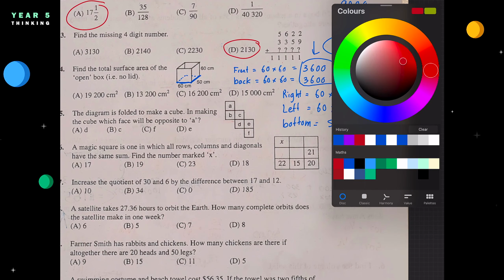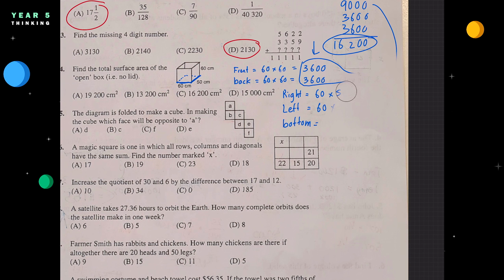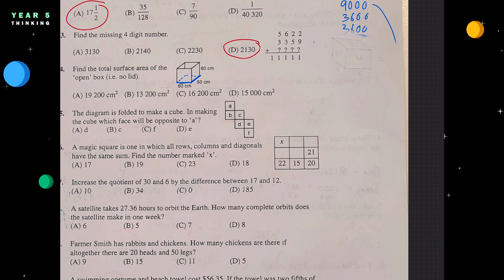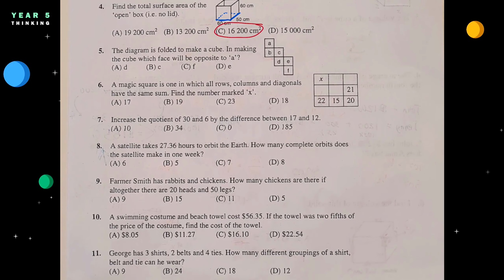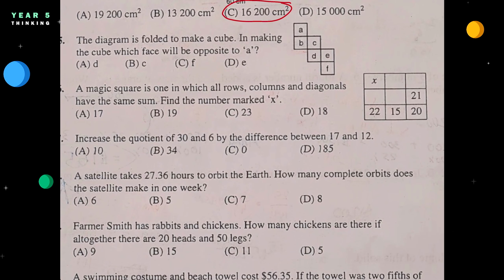Okay, rub this out. There you go, done. Okay, next one. The diagram is folded to make a cube. So this one is folded to make a cube. In making the cube, which face will be opposite to A?